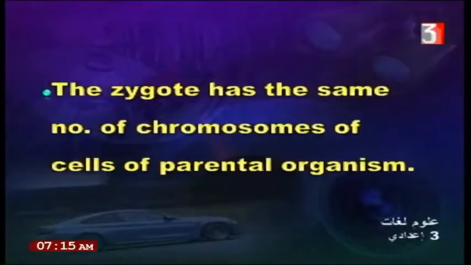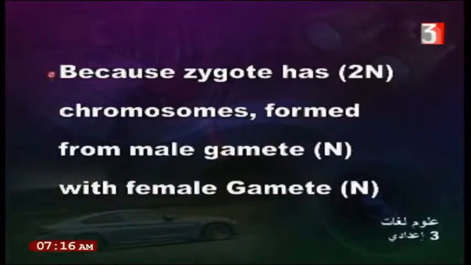The zygote has the same number of chromosomes as the cells of the parental organism. Again, the zygote has the same number of chromosomes because the zygote has 2N chromosomes, formed from a male gamete N with a female gamete N.